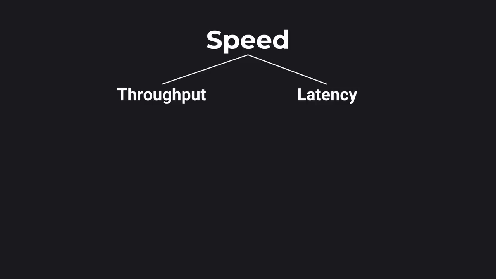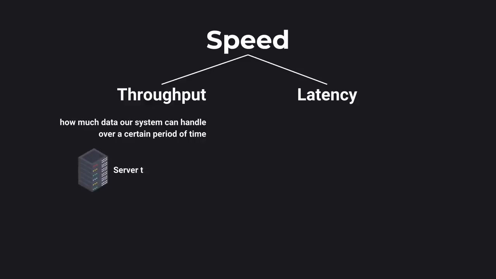Throughput measures how much data our system can handle over a certain period of time. We have server throughput, which is measured in requests per second. This metric provides an indication of how many client requests a server can handle in a given time frame. A higher RPS value typically indicates better performance and the ability to handle more concurrent users.